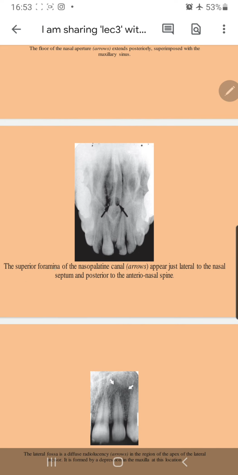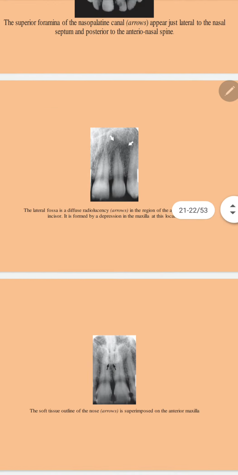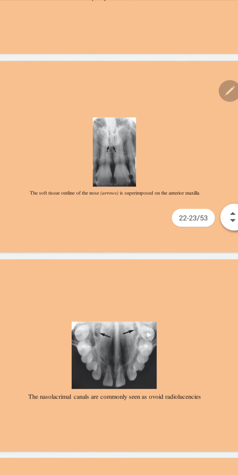The superior foramina of the nasopalatine canal appear just lateral to the nasal septum and posterior to the anterior nasal spine. The lateral fossa is a diffuse radiolucency in the region of the apex of the lateral incisor. It is formed by a depression in the maxilla at this location. The soft tissue outline of the nose is superimposed on the anterior maxilla.